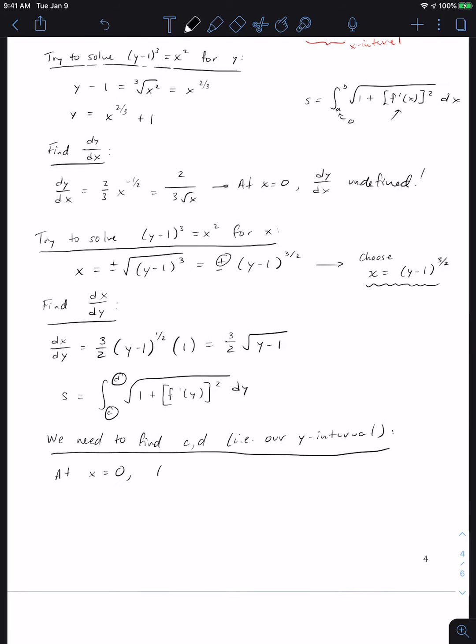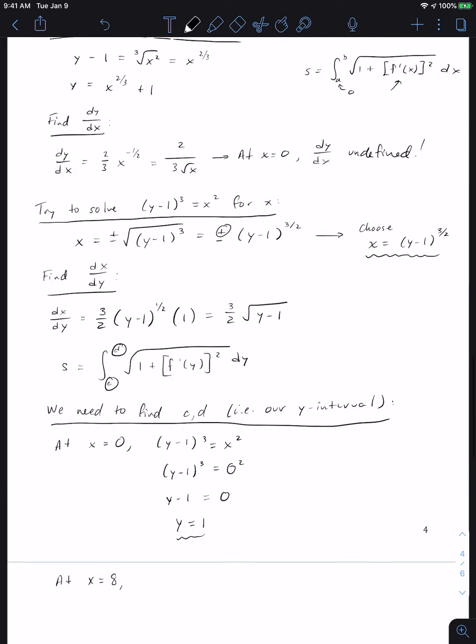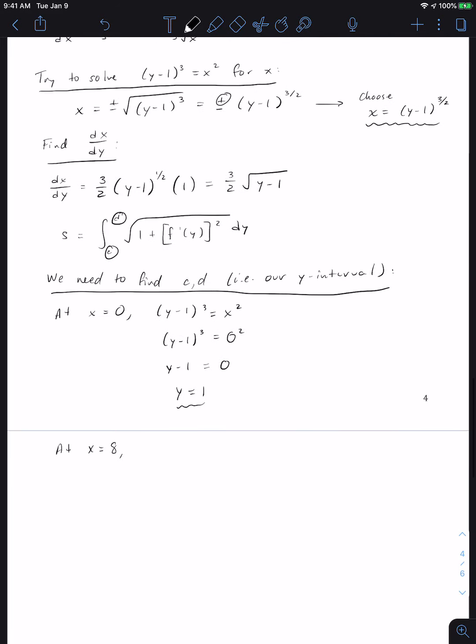Well, our function is y minus 1 cubed equals x squared. So if x equals 0, this means 0 squared equals y minus 1 cubed, right? 0 squared is just 0. If I take the cube root of both sides, I'd be left with y minus 1 equals 0 because the cube root of 0 is 0. So I get y equals 1, right? So that's my starting y value.